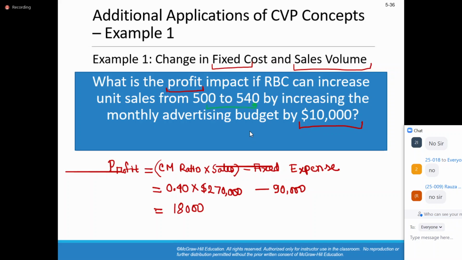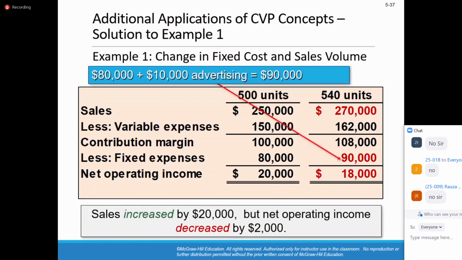Okay, let's see whether we have done the right thing by looking at the calculation from the conventional contribution format income statement. We see that we have done the right thing. Our profit should be 18,000, and this one is 2,000 lower than the previous 20,000 profit in case of 500 unit sales. We see that our profit decreases by 2,000 for the increase in sales unit and simultaneously increasing of advertising expenses of 10,000.